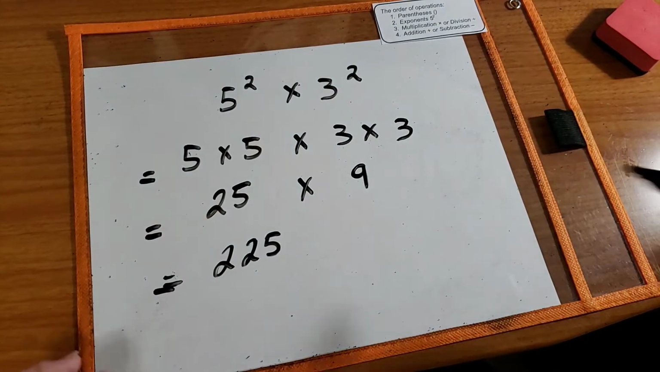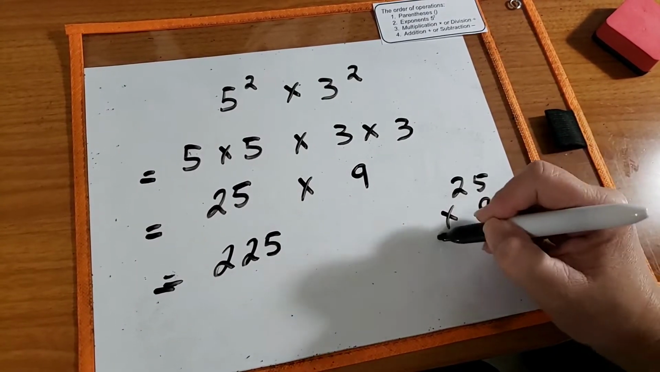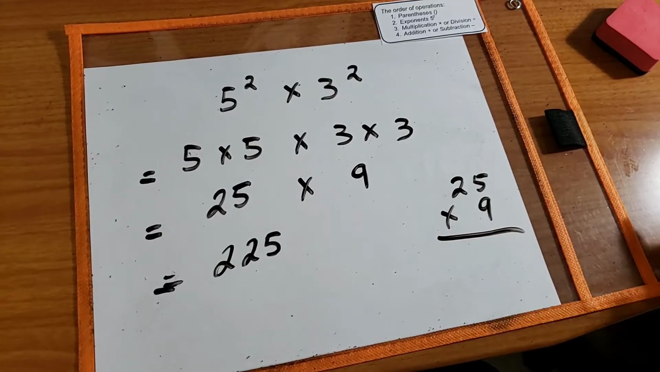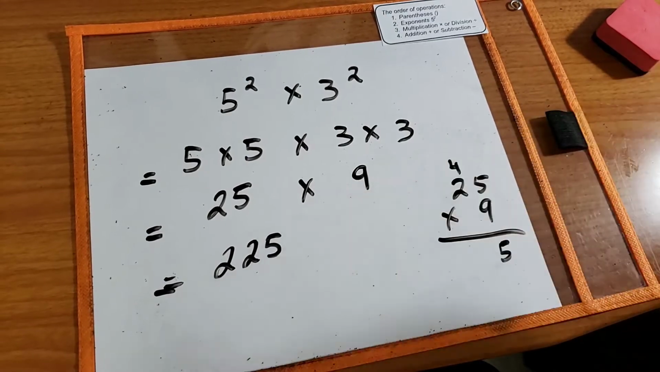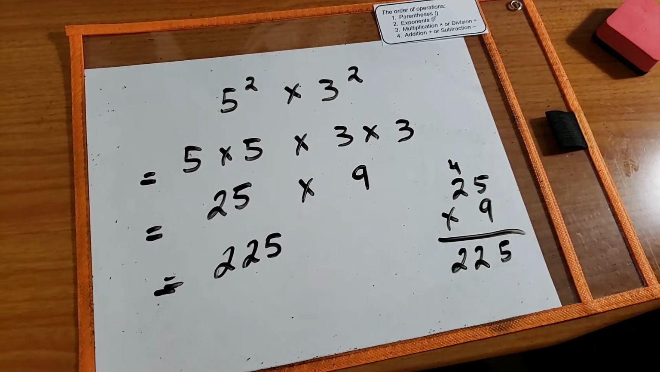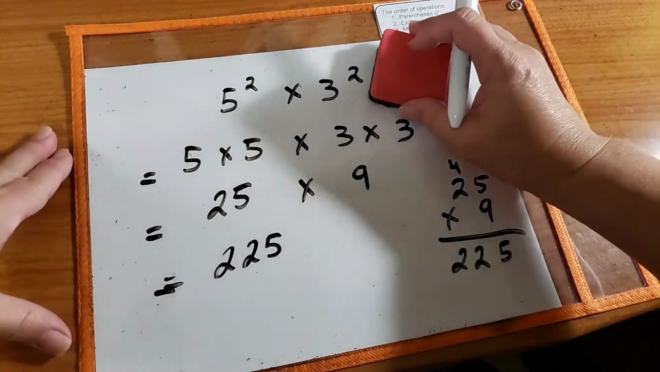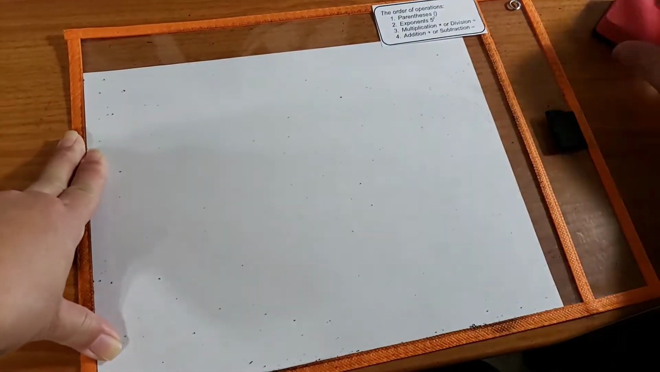Okay, so if you want to do the math down here, it's like 25 times 9. 9 times 5 is 45, right? It's 5. You get 4 here. 9 times 2 is 18. 18 plus 4 is 22. There you go. See how easy that is? Okay, let's do another one. It's going to be so easy.